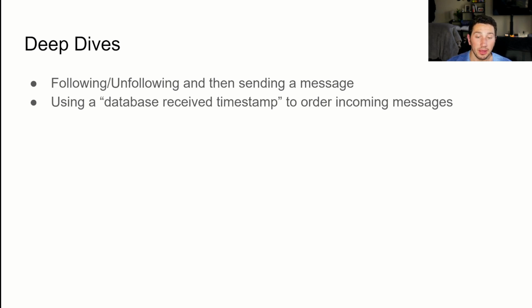Anyways, let's move on to today's deep dive. This is mainly going to center around a race condition to do with change data capture. We'll also have a small section on using our database to provide timestamps for ordering messages in the user messages table.